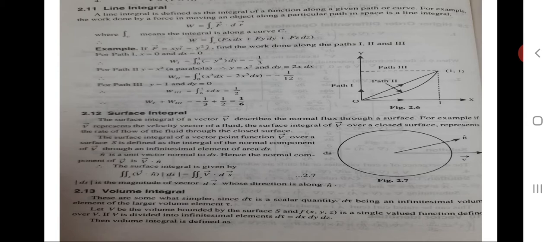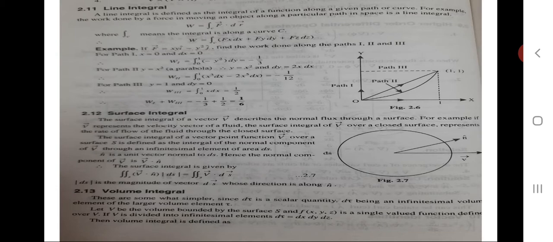For path first, x is equal to 0 and dx is equal to 0. Therefore, W1 is equal to integration from 0 to 1 of minus y square dy, which is equal to minus 1 by 3.